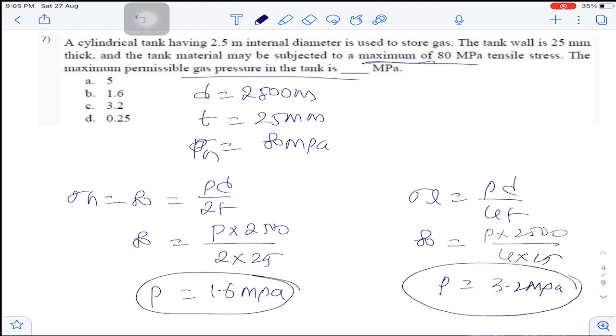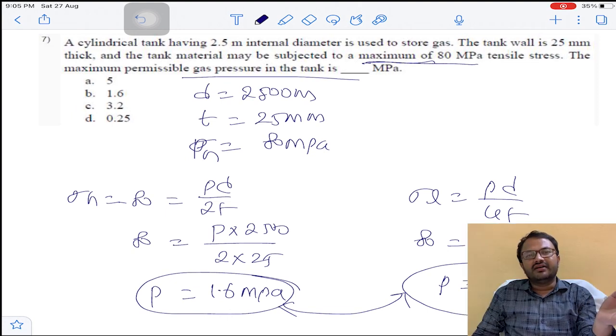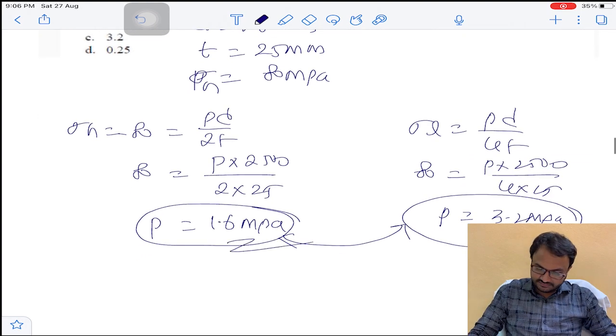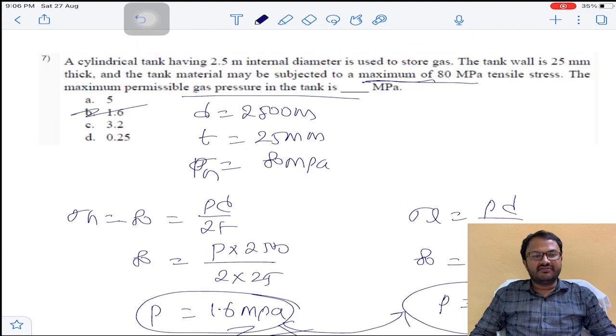So out of these two, whichever is the minimum pressure, that we have to apply, so that the cylinder is safe against both longitudinal as well as circumferential stress. So the answer is 1.6. Question 7 answer is B.